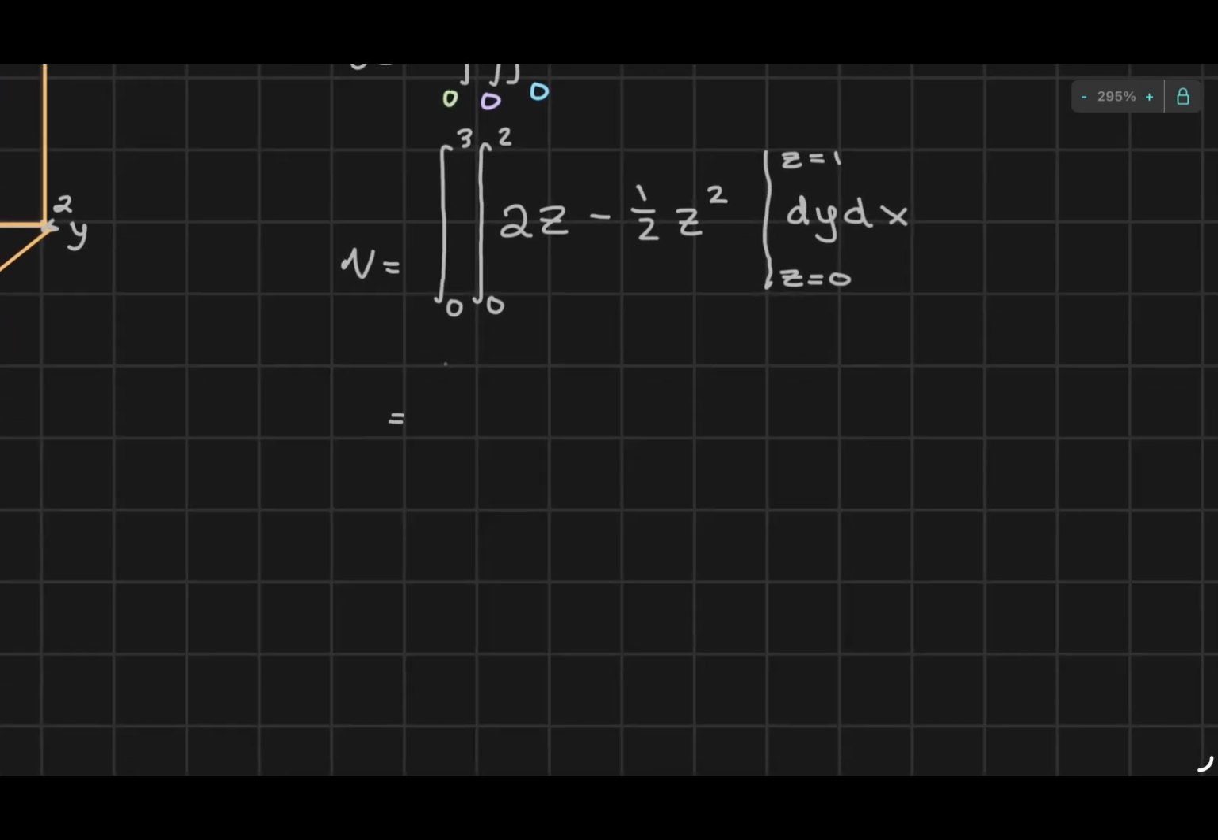Just evaluating this, simplifying it perhaps, we have the integral from 0 to 3 and the integral from 0 to 2 of 2 times 1, that's going to be 2, minus 1/2 times 1 squared. Well, that's going to be 1/2. So this is going to be 2 minus 1/2, that's going to be 3 halves. And when we plug in 0 over here, well, that's just going to be 0. So this is going to be 3 halves dy dx.